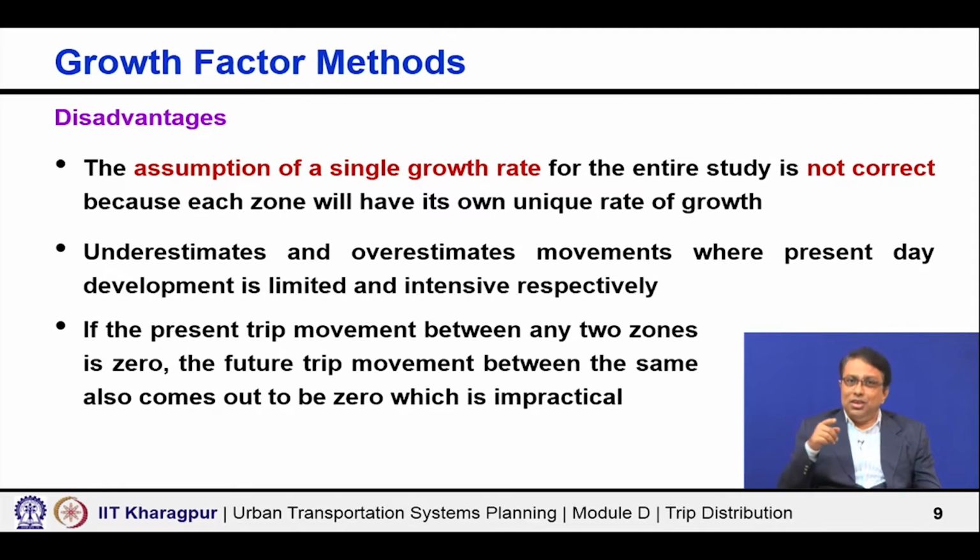And the third point, if any of these cells is 0, then whatever you get is also 0 in the future, because you are multiplying 0 with something. So always it will be 0. This is a common problem for all the growth factor based methods. Okay.